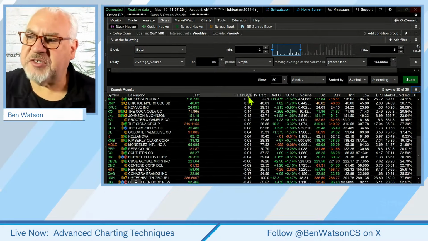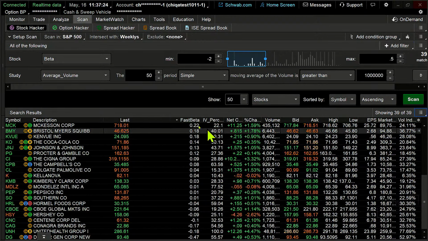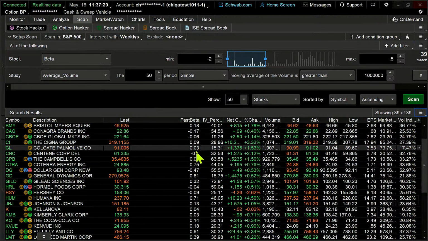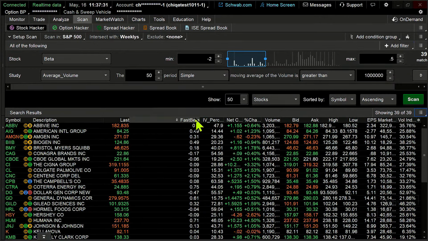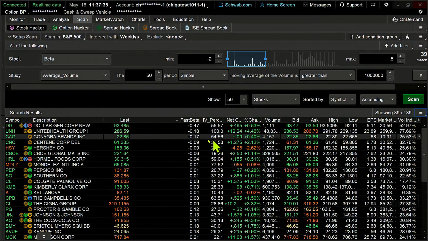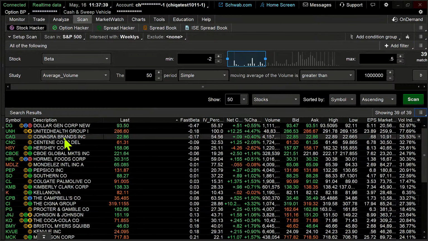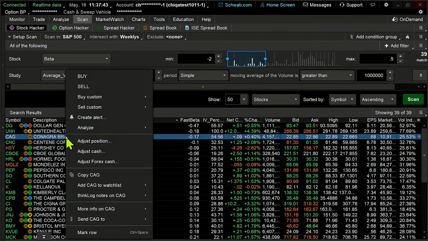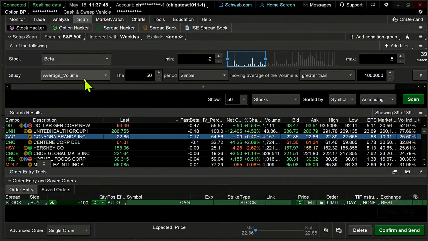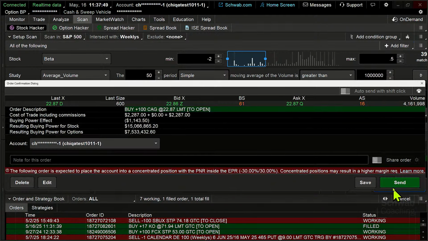So I can sort this list by my fast beta coefficient, right? Here's my slowest up at the top: Dollar General, United Health, ConAgra, Hershey. So let's add some ConAgra into this portfolio. I'm going to right click, go buy, and we'll buy 100 shares of ConAgra. We'll put it in this portfolio just to see what that does.